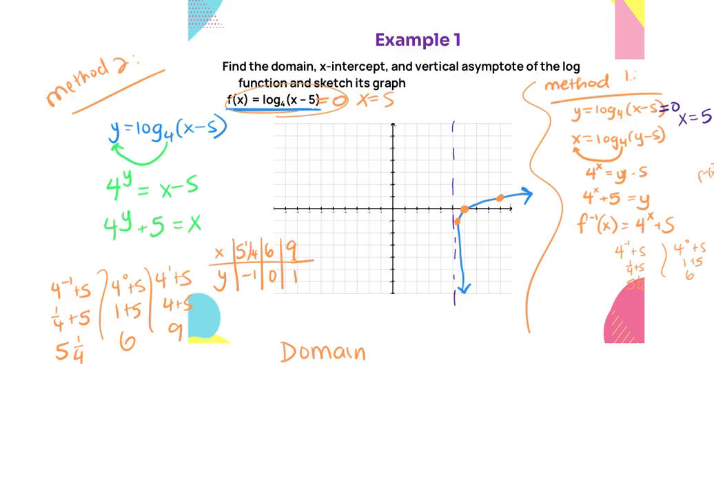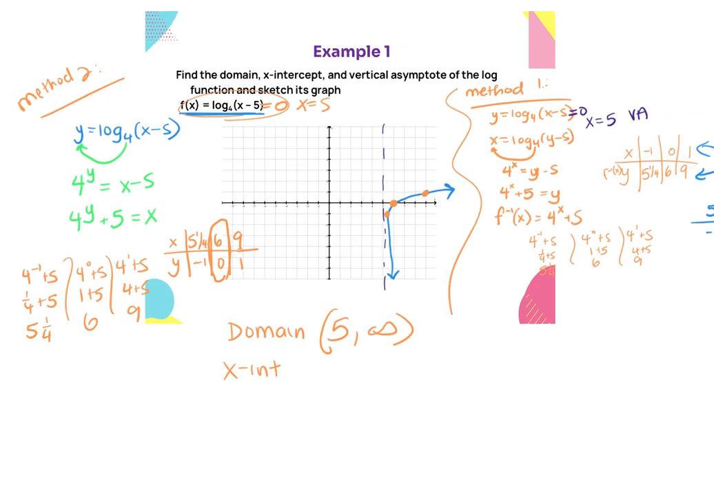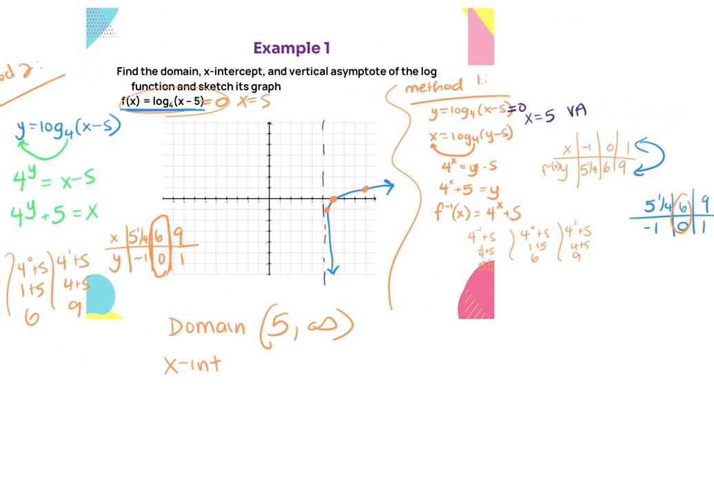Good. 5 with a parentheses on the 5 to positive infinity. The x-intercept we could get from the middle point on our t-chart in both cases after I flipped it, like the one on the right after I flipped it. The one on the left, just the middle. Or I could go to my graph. That's 6, 0. And then we already found the vertical asymptote, x equals 5.